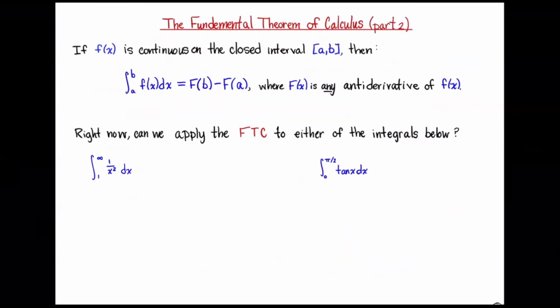Now, there's two key words in this definition. First off, f of x has to be a continuous function. And not only does it have to be continuous, it has to be continuous on this closed domain, this closed interval from a to b. So right now, we're running into trouble with both of these integrals because here we have an upper bound of infinity.